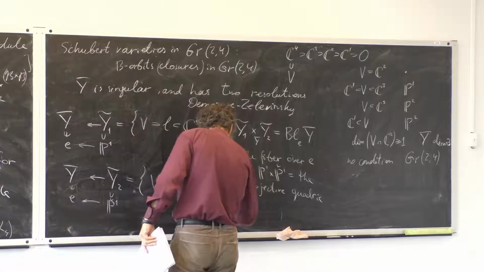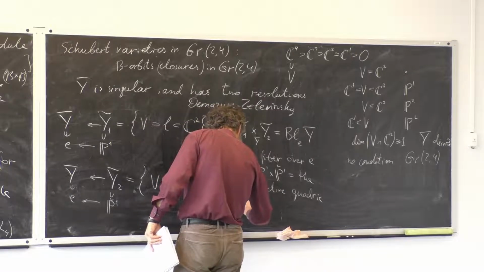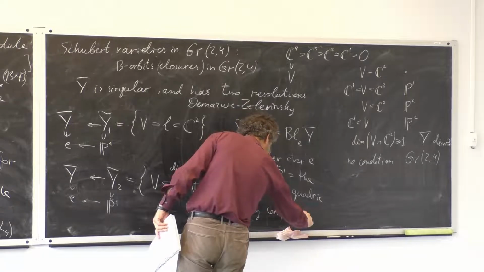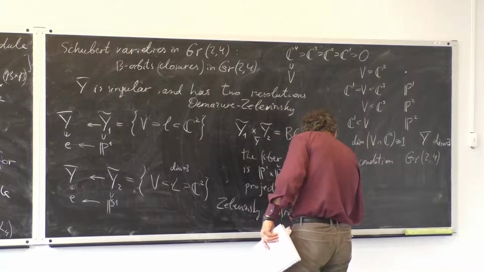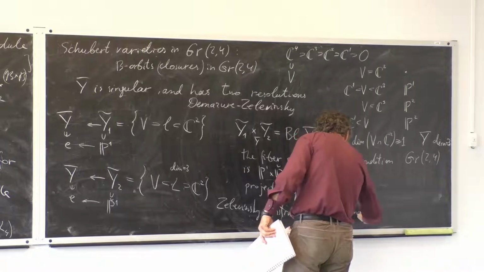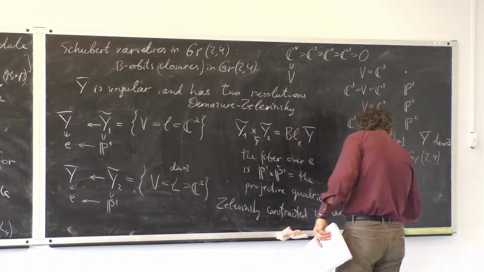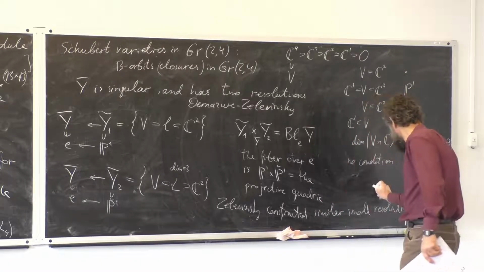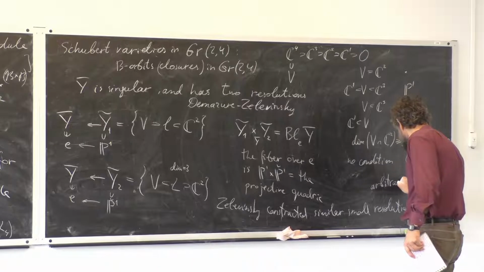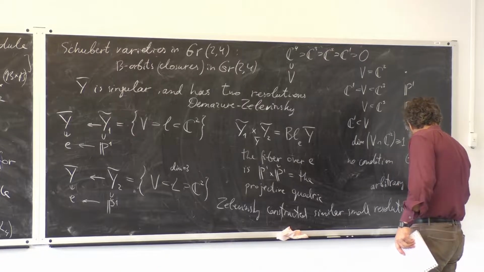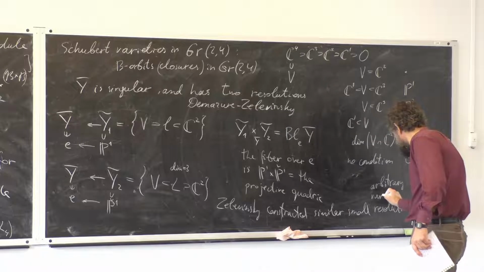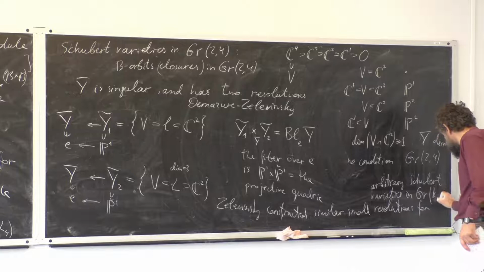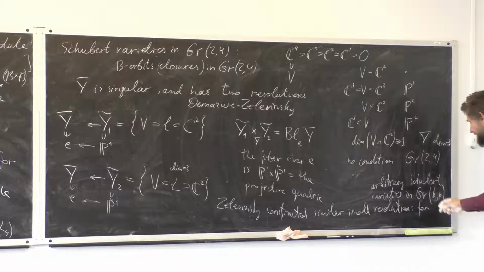So let me write down: Zelevinsky constructed similar small resolutions for arbitrary Schubert varieties in Grassmannian Kn. Okay.